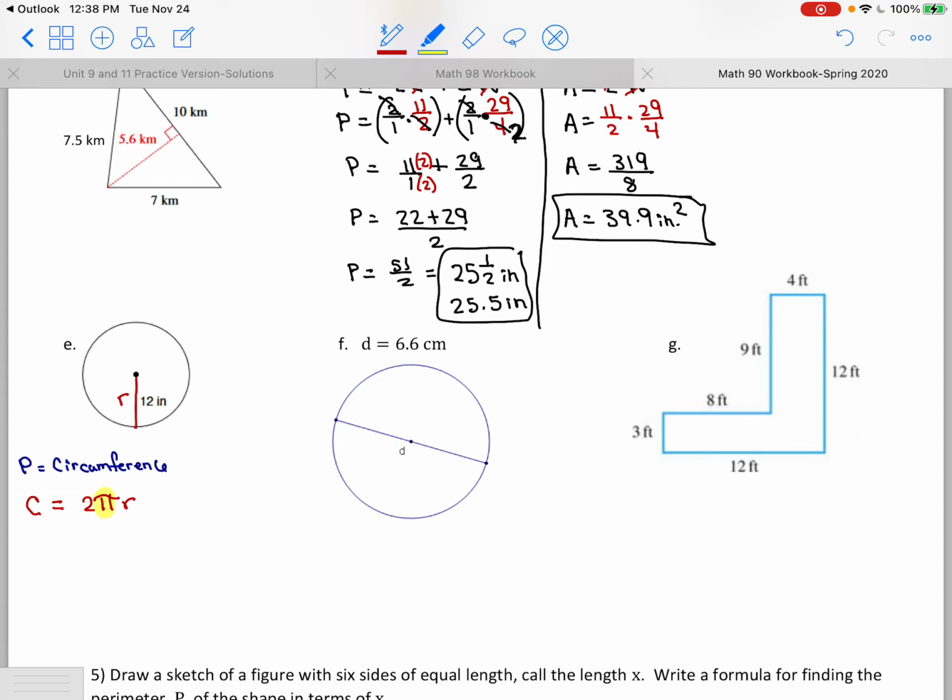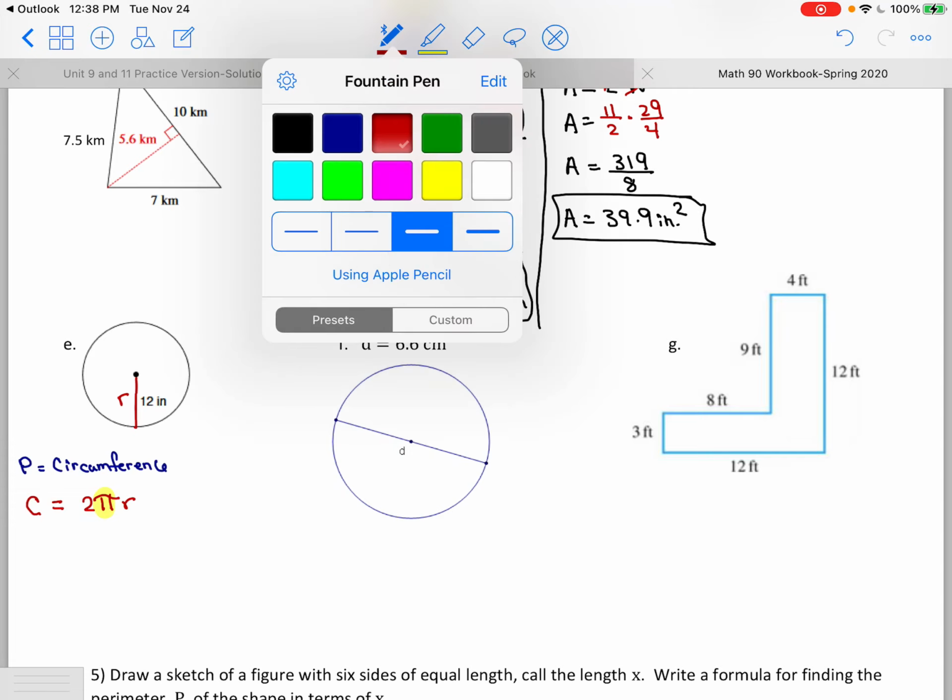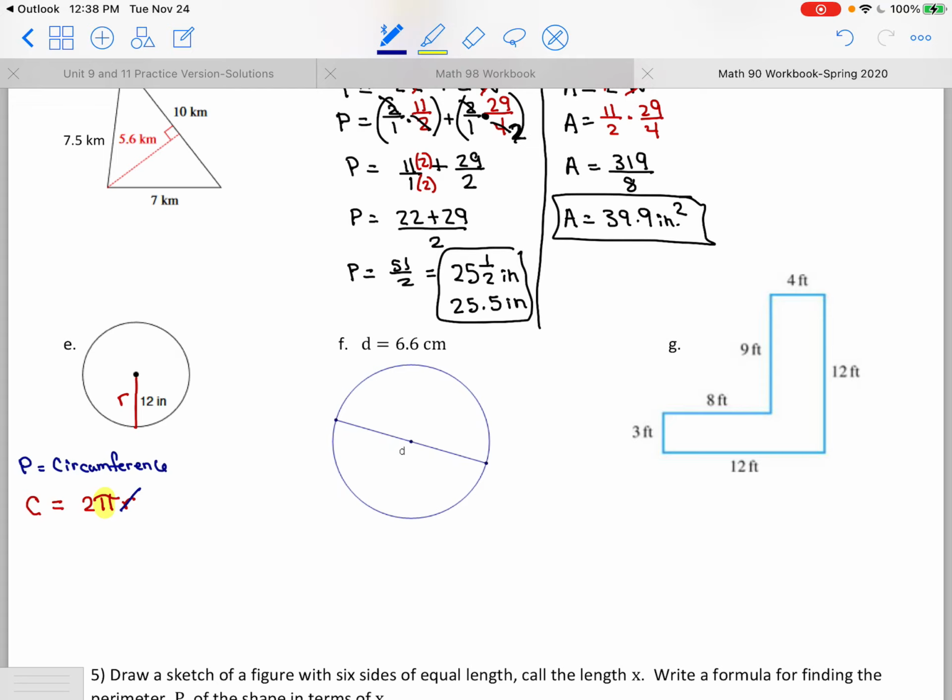Okay, so here's our formula, and we are going to then plug in what we know. We know that the radius is 12, right? So we're going to have circumference is equal to 2 pi times 12. We could also simplify this a little bit more by just taking 2 times 12, and we could say 24 pi. Now in a lot of classes, we would have just left it like this. 24 pi is an exact answer, okay? But in this class, we're going to just take our calculators and say, what is 24 times pi? And we would have had an answer.